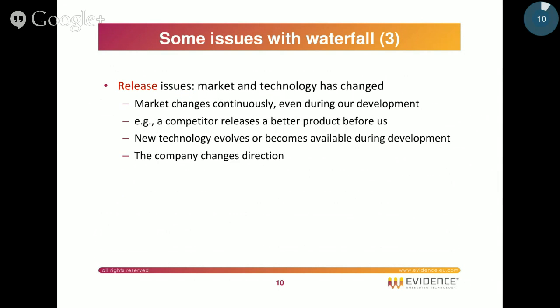Release issues. Market technology has changed. The market changes continuously, even during our development. So if a competitor releases a better product before us, we need to change direction and differentiate. New technology evolves or becomes available during development, so we have to change and use the new technology, or the company changes direction.